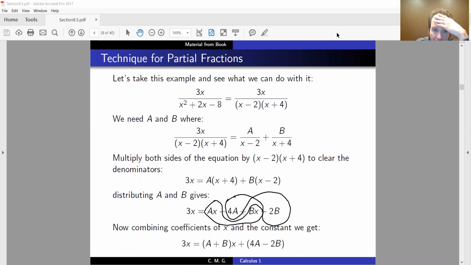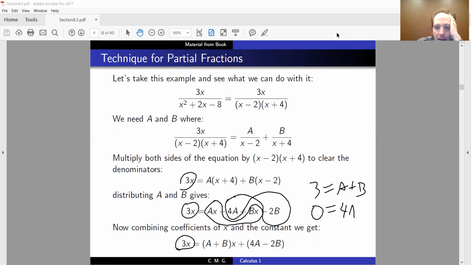Okay. Now I know something about the coefficients, but in particular, I also know that the left-hand side of this thing is just the numerator of the fraction that I was talking about. And so I know that the x term on this right-hand side should be the same as the x term over here. So 3 should be a plus b. And I also know that 0, since there's no constant term, should be equal to 4a minus 2b.